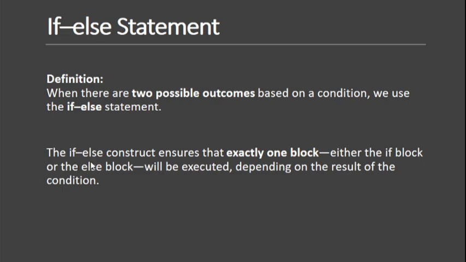The if else construct ensures that exactly one block, either the if block or the else block, will be executed depending on the result of the condition. Okay, there are two blocks, but at any time only one will be executed, either the true block or the false block. I'll explain in the program.